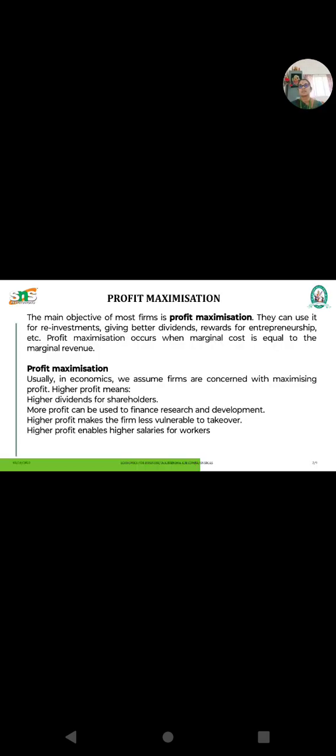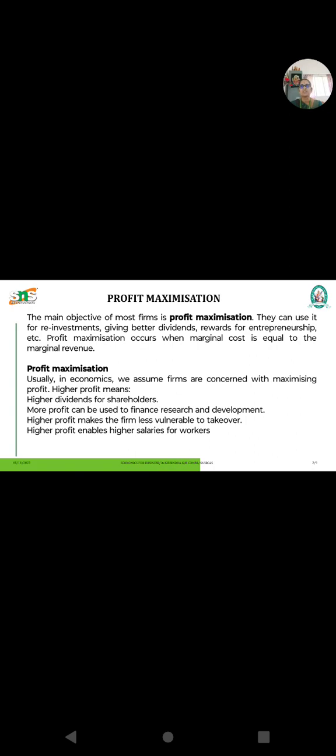Next, let us discuss about profit maximization. The main and most important objective of the firm is profit maximization, because only if an organization maximizes the profit, this maximum profit can be utilized for reinvestment. Reinvestment means we can invest in any other securities. The securities can be portfolio. Portfolio means it is a combination of securities where more variety of securities are involved.